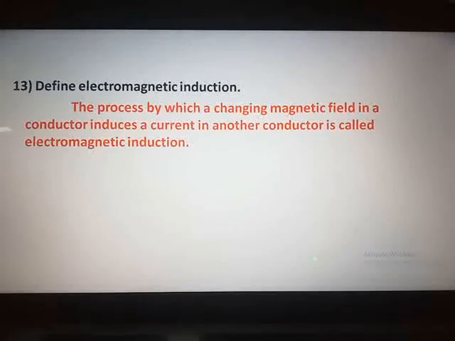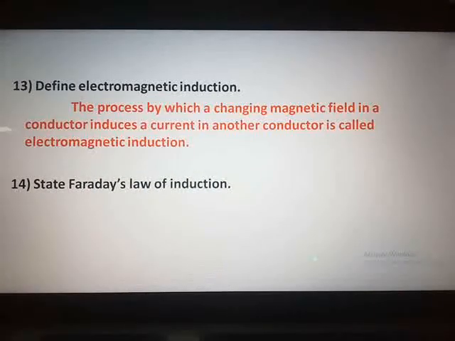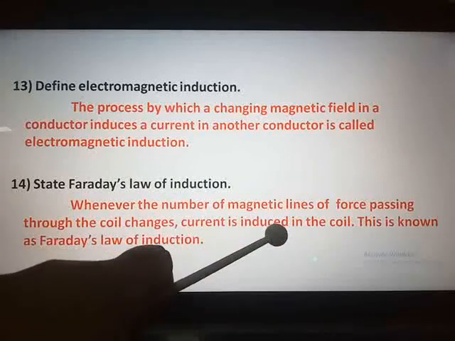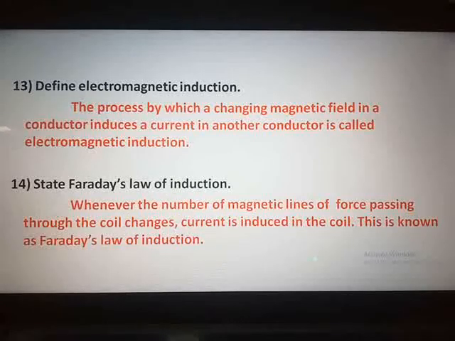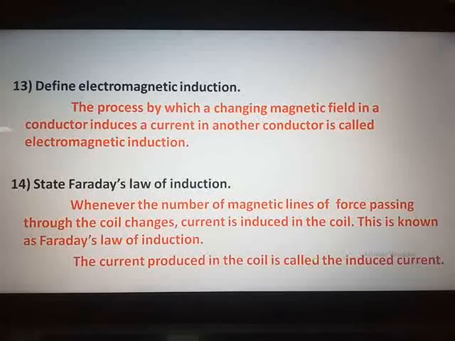And the last additional question is, state Faraday's law of induction. For marking of this answer, refer page number 58, second paragraph. You can clearly see the heading Faraday's law of induction. First, second, third, fourth, fifth, sixth, seventh line. Seventh line, you have the law. Whenever the number of magnetic lines of force passing through the coil changes, current is induced in the coil. This is known as Faraday's law of induction. The current produced in the coil is called the induced current.